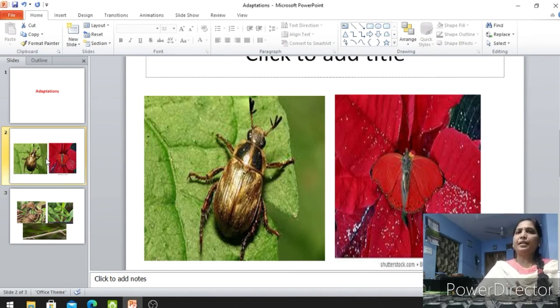So in today's class you learned what the meaning of environment is and what the environment is made up of, the meaning of biotic things, abiotic things, and the meaning of habitat. You learned what adaptations are, and you also learned about camouflage, and you saw different pictures of camouflage animals which show the characteristic of camouflage.